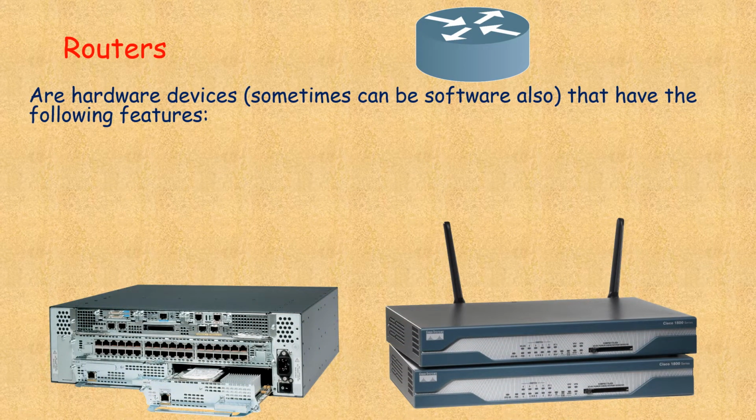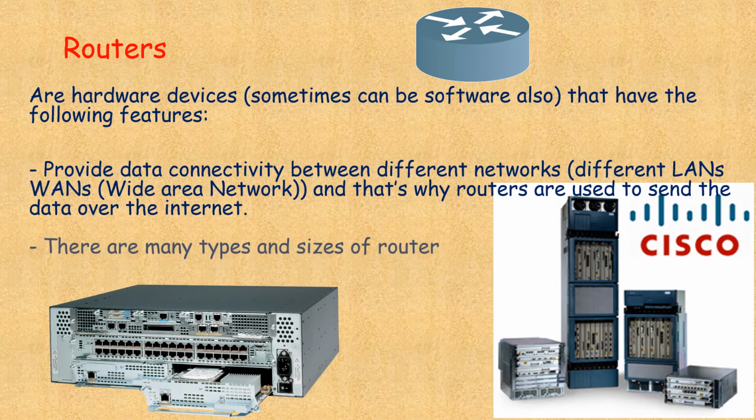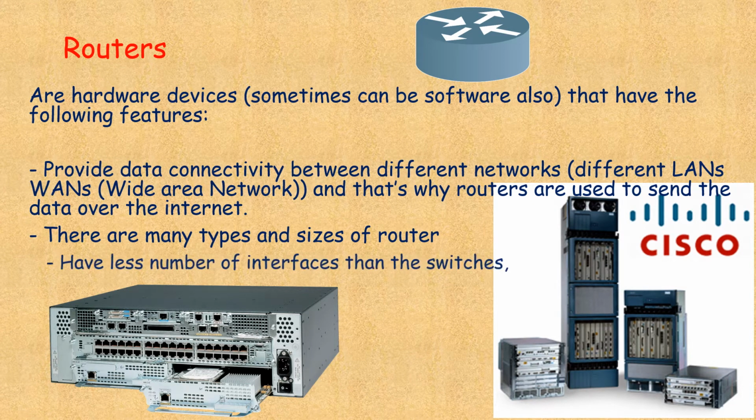So, routers are hardware devices, sometimes can be software also, that have the following features. First, provide data connectivity between different networks, different LANs, WANs. WAN means wide area network. And that's why routers are used to send the data over the internet, because they interconnect different networks together. There are many types and sizes of routers. Also, usually they have fewer interfaces than the switches.